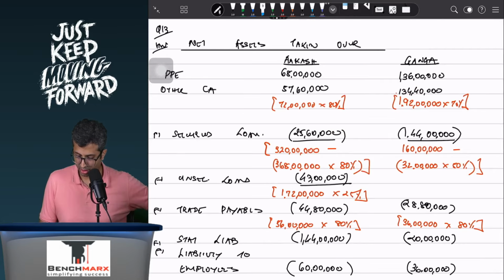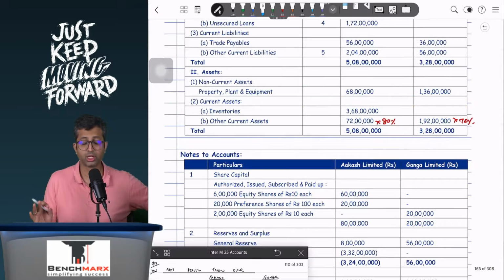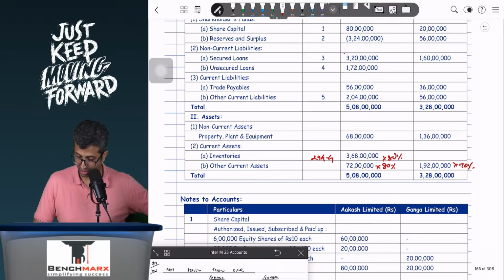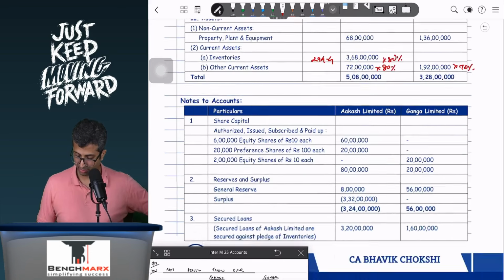Remember, pledged inventory is not taken over. It is used for settling it off against loan, but that inventory value is also 80%, though it is not taken over. So if you do 368 into 80%, that comes to 294.4, which will be offset against secured loans. So this is 320 minus 294.4. That's 25.6.